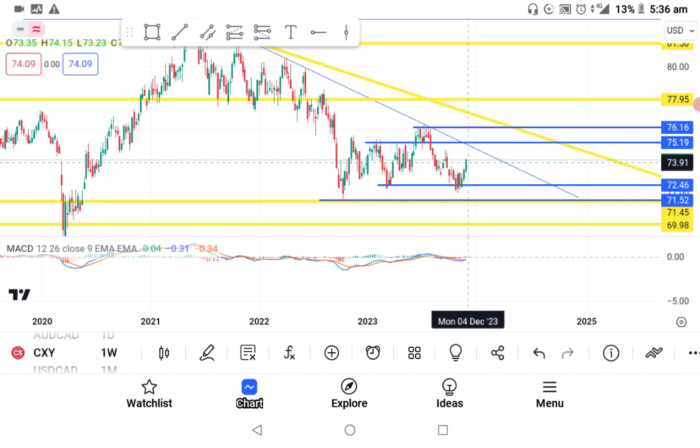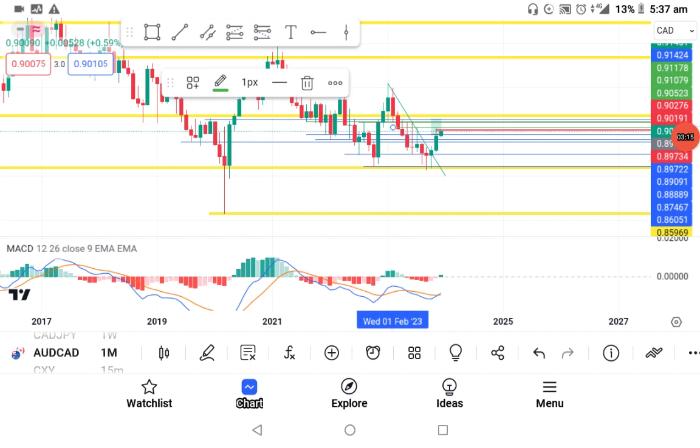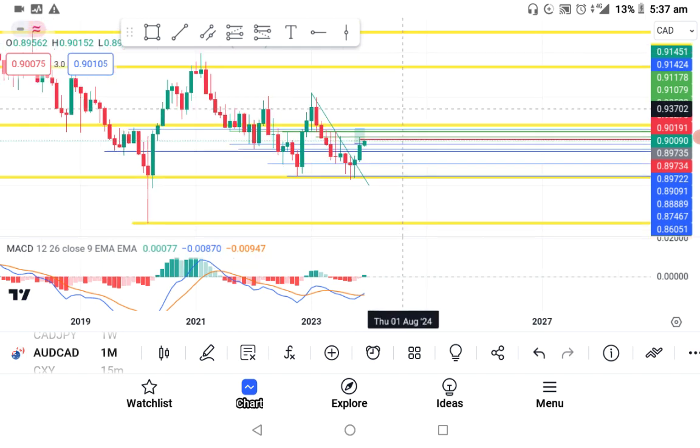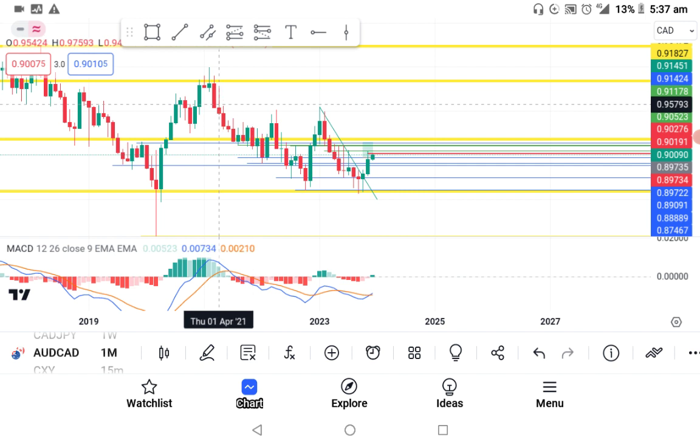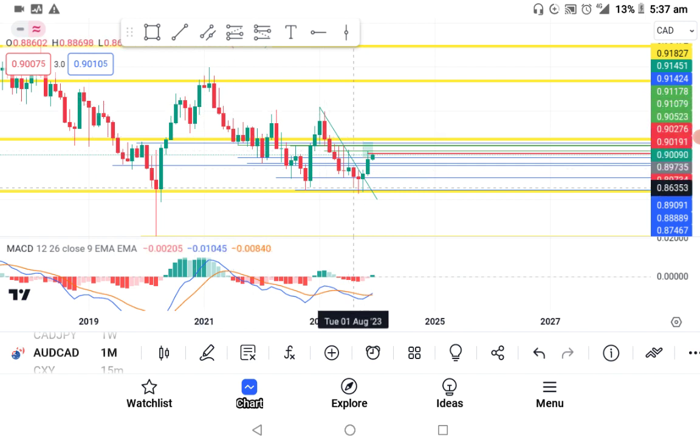So for us to now take advantage of this index analysis of Canadian dollars, we need to go to other pairs. We'll start with Australian dollars, Canadian dollars. On the monthly time frame of Australian dollars, Canadian dollars, we can see it has been on a downtrend. It's been going down.